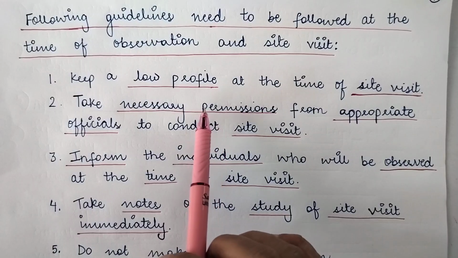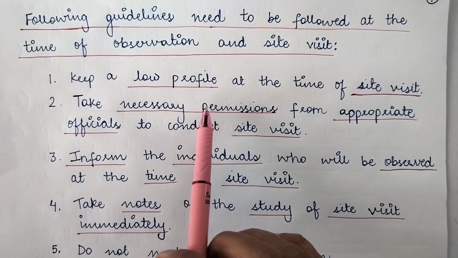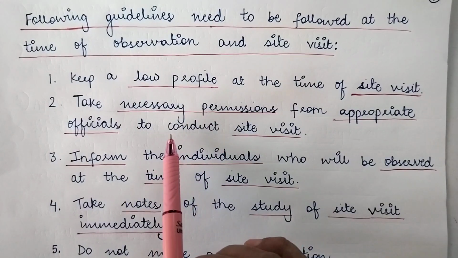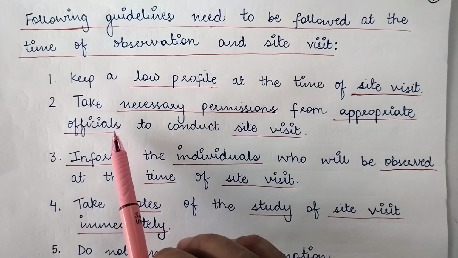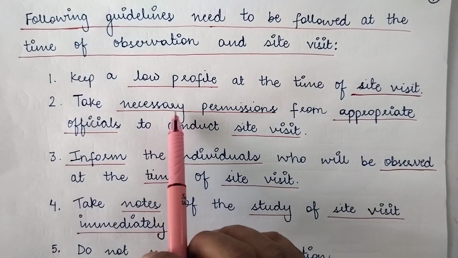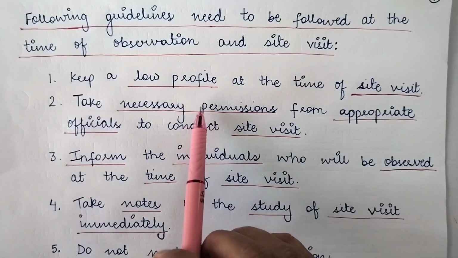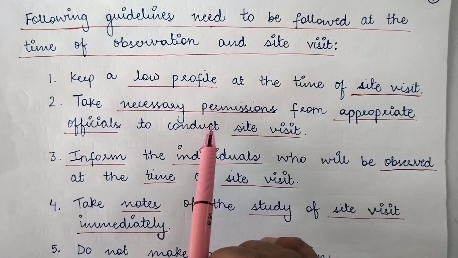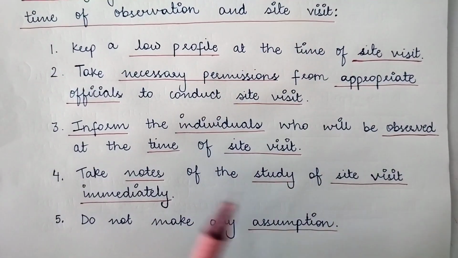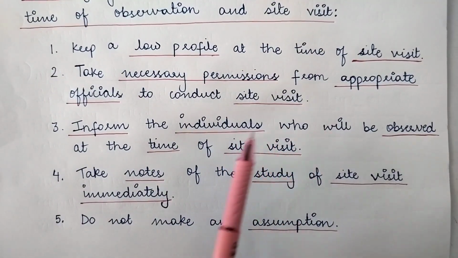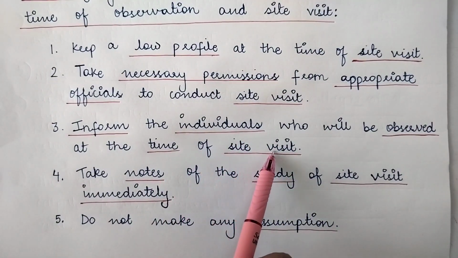The system analyst must take necessary permissions from appropriate officials to conduct a site visit. It is not that whenever the system analyst feels like it he can just go and perform site visits. He needs to take the necessary permissions from the appropriate officials or authorities of the organization, saying that I want to perform a site visit on this day and during this hour of the day, and then only can he go for a site visit.